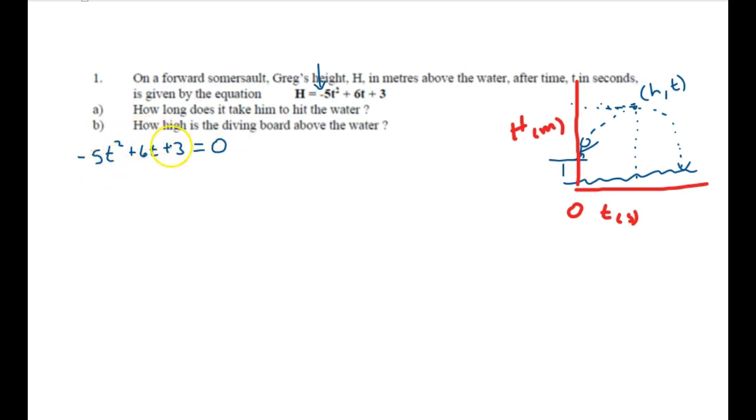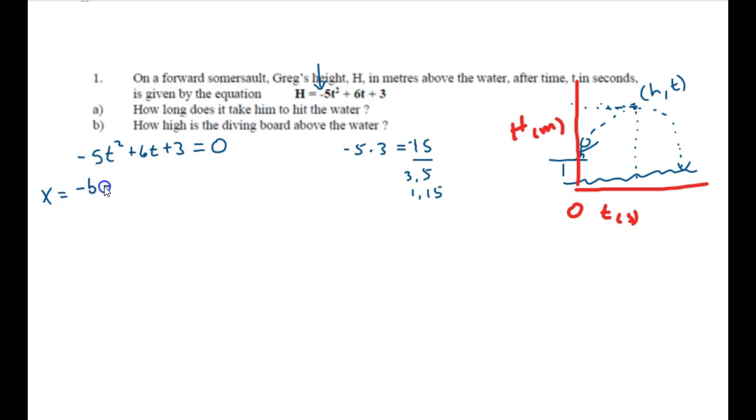You could try factoring using sum and product. So you have 5, negative 5 times 3, negative 15. What are 2 factors of negative 15 that add to give you 6? Factors of 15 are 3 and 5, and 1 and 15. No way to combine these to get a positive 6. So you have to use the quadratic formula. So my first step is to try and factor. That's usually quicker. When that doesn't work, I'll go to the quadratic formula.